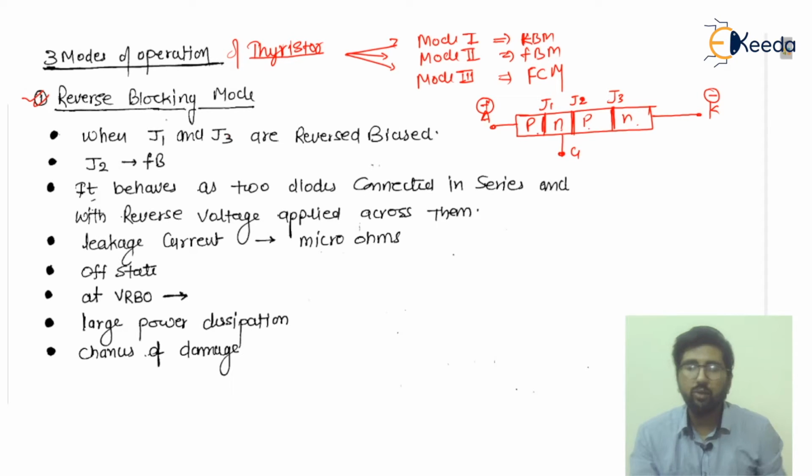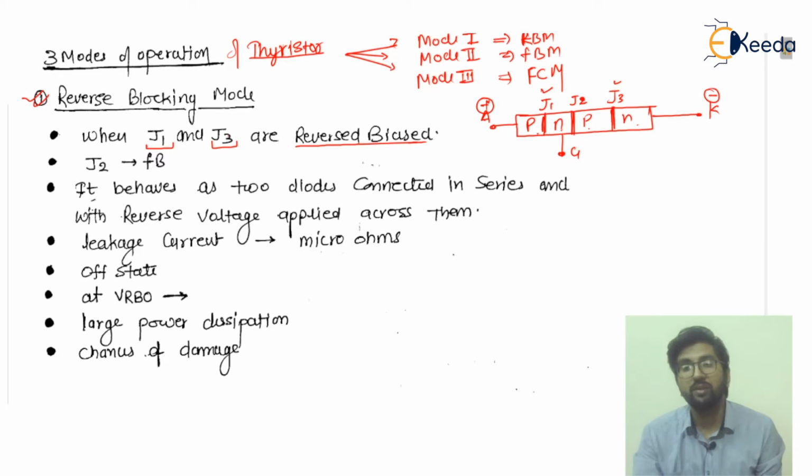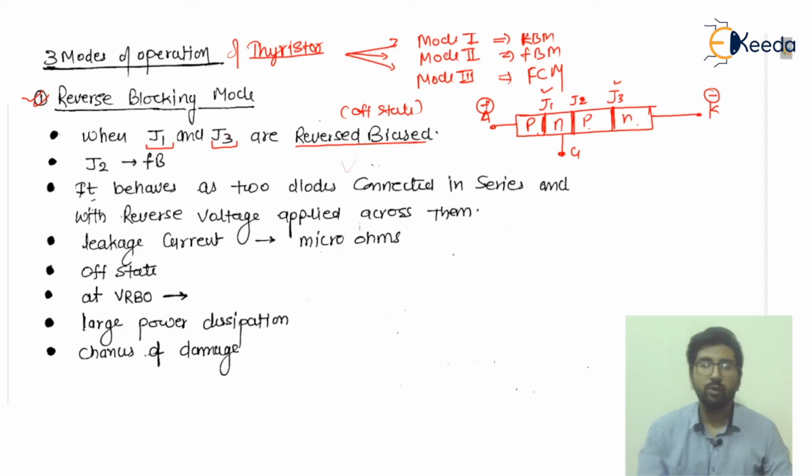So when we talk about the reverse blocking mode, this is the J1 and this is the J3. Then this J1 and J3 are in the reverse bias mode, or you can say in the off state. If I talk about the J2, what will be the J2 here? It will be in the forward bias.